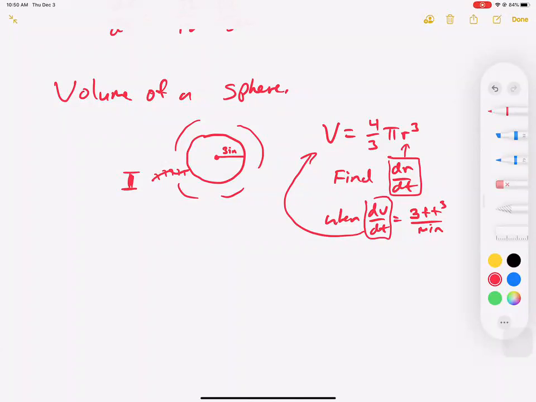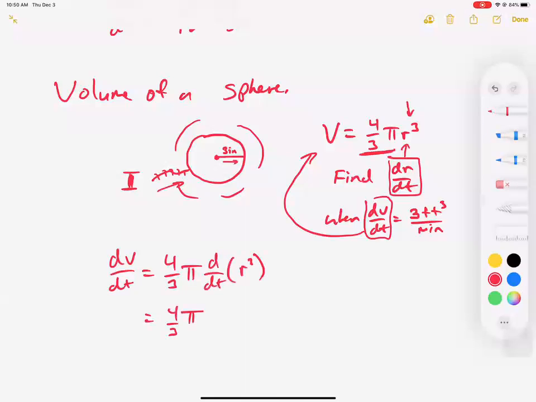In this case, nothing's constant. As I pump in air, the radius is going to start increasing, so that's not constant. And lucky for us, we only have 2 variables. Two variable problems are the best problems. So we take the derivative. dv over dt is equal to, 4 over 3 pi is constant, and the derivative of r cubed is 3r squared dr over dt.